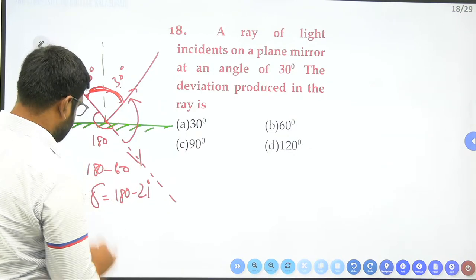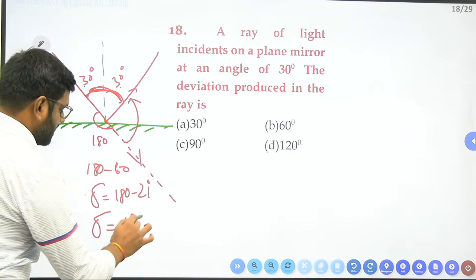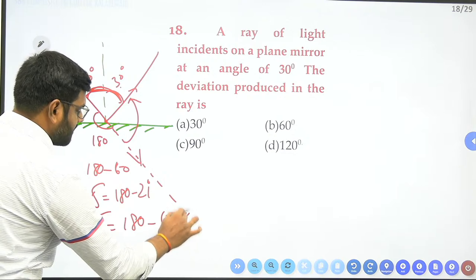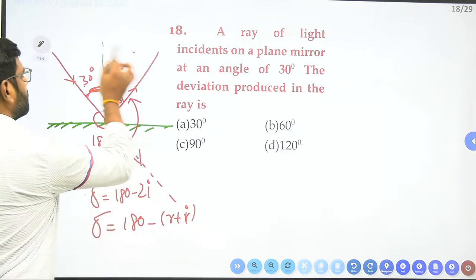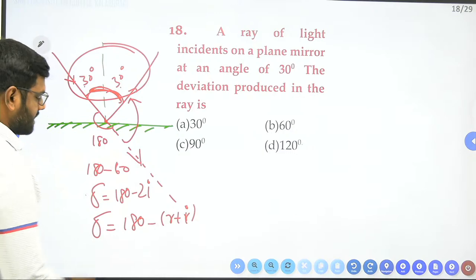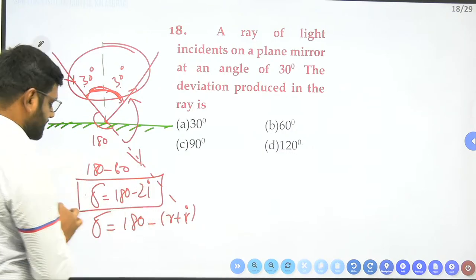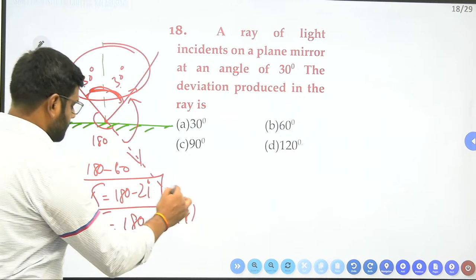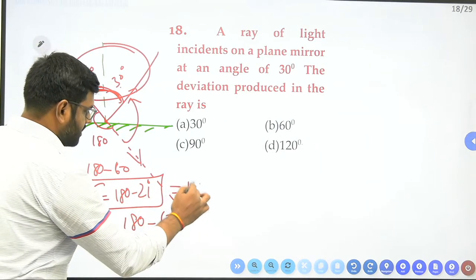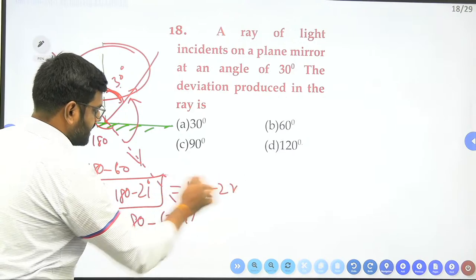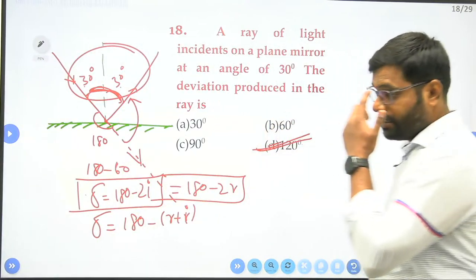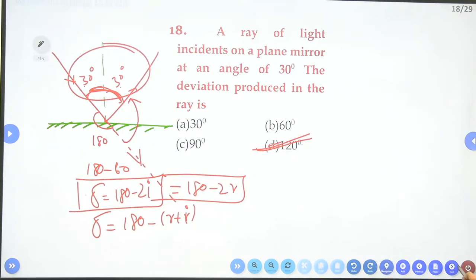Or you can write, angle of deviation is equal to 180 minus (angle of incidence plus angle of reflection). But as we know, according to the law of reflection, the angle of incidence and angle of reflection remain the same. So I'm directly writing that it is 180 minus 2i or 180 minus 2r. So here 120 will be the answer. Okay, 120 will be the answer. So let's see the next question.